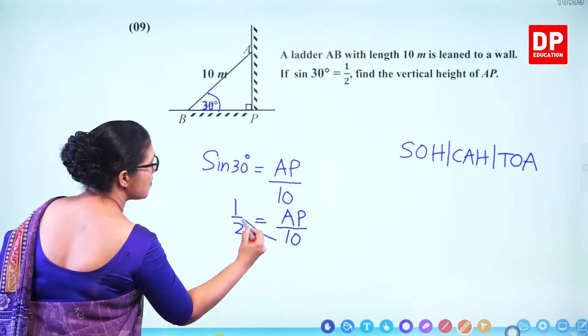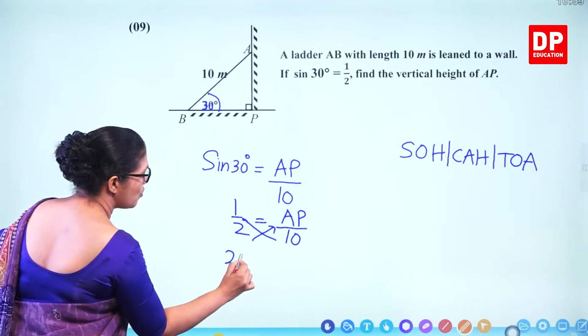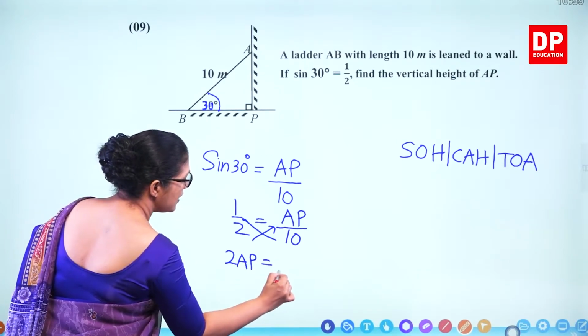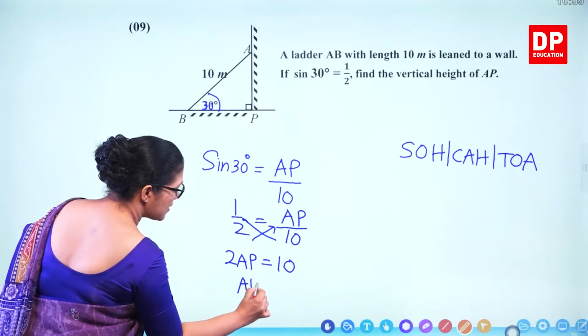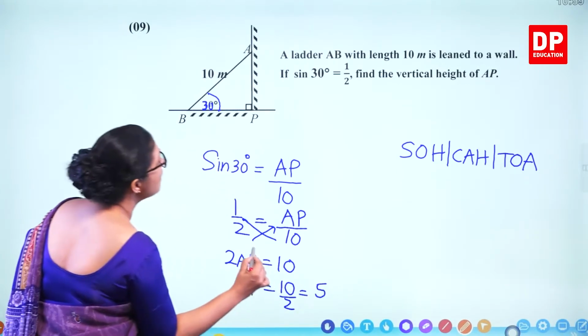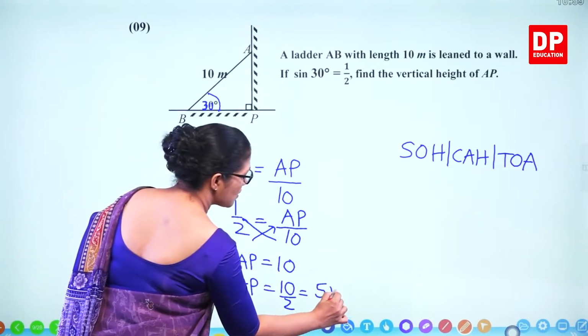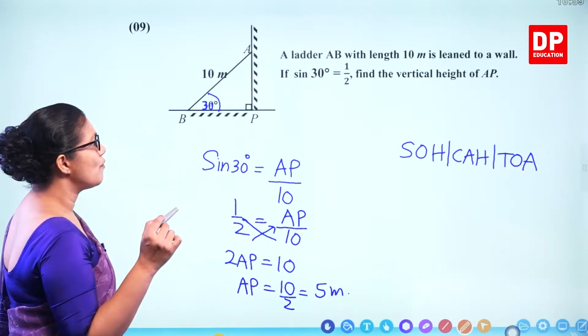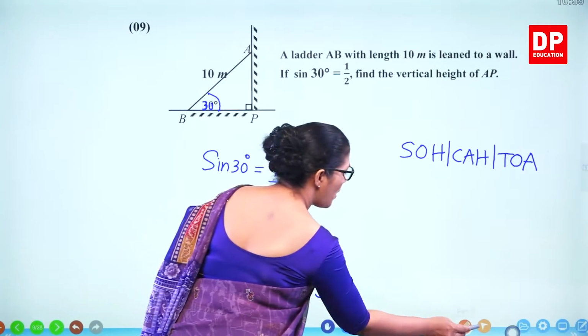So when you cross multiply, you get 2AP equals 10. AP is 10 divided by 2. That's 5 meters. So this is given in meters, so 5 meters. So 2 marks for that.